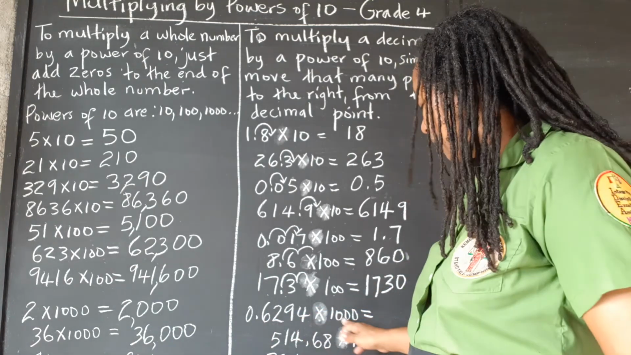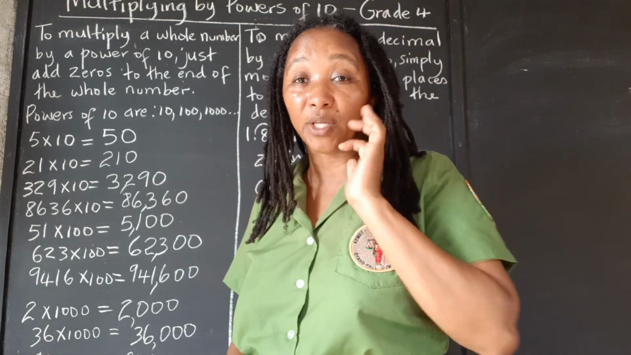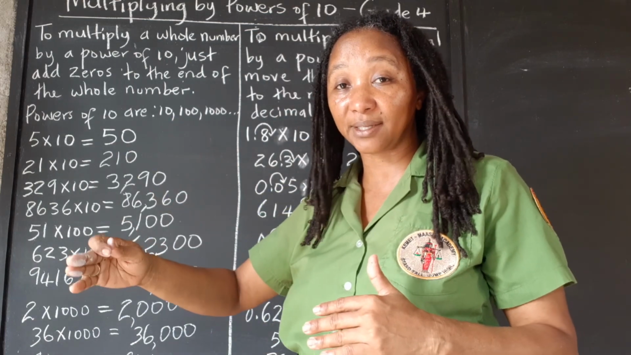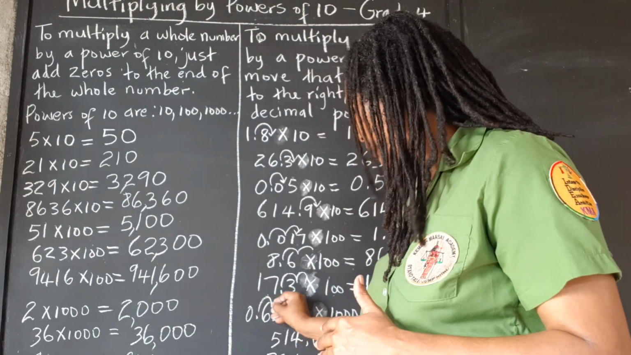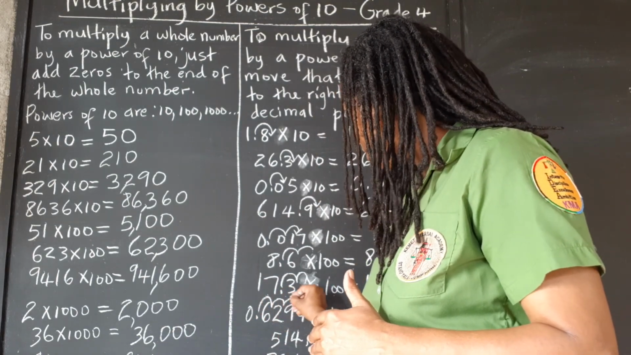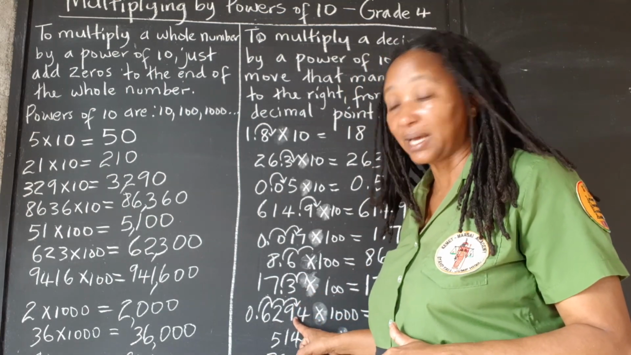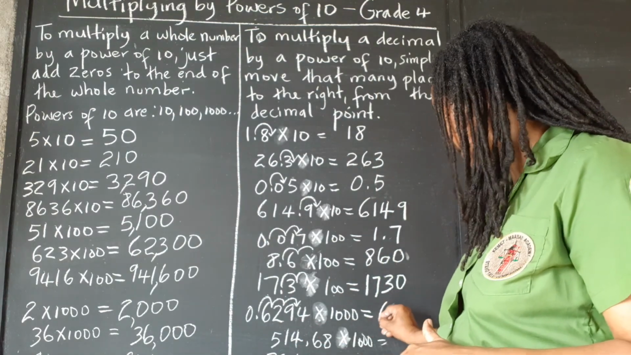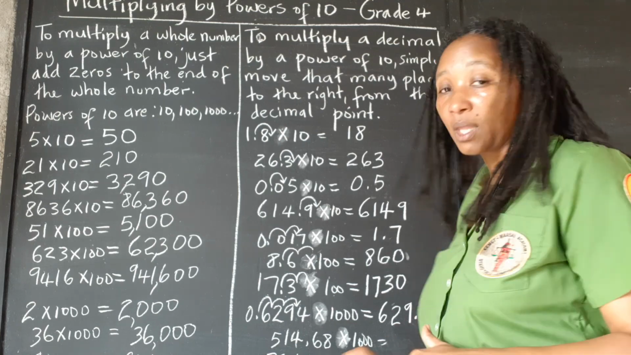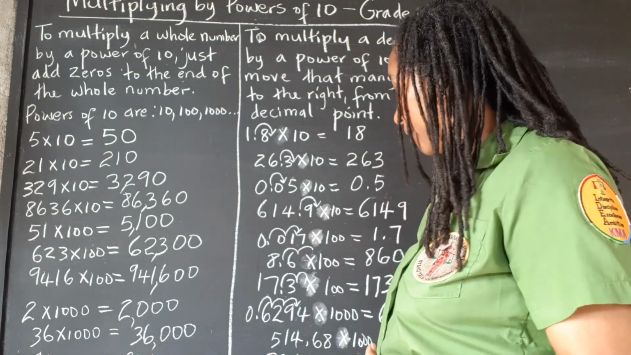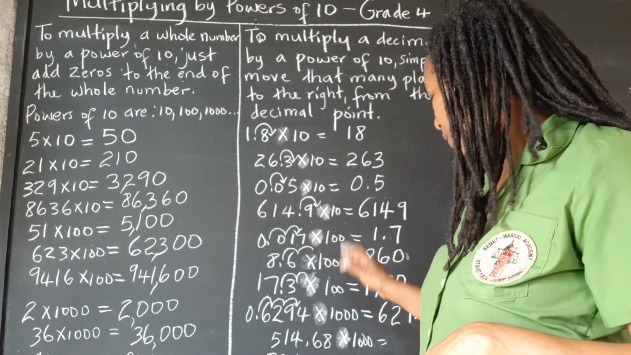Here we're multiplying 0.6294 by 1,000. 1,000 has 3 zeros. That means we're going to be moving 3 places to the right. So let's go. That's 1, 2, 3. It's going to fall right between the 9 and the 4. So we're going to have 629.4.